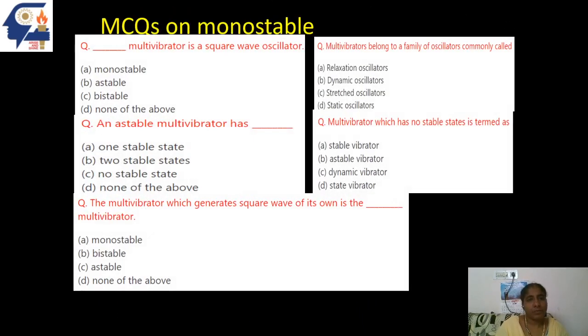These are a few questions based on astable multivibrator. A square wave oscillator is given by an astable multivibrator. It has no stable states; both are quasi-stable states, and it will generate a square waveform of its own. All the multivibrators come under the relaxation oscillators category, and no stable states are present in an astable multivibrator.